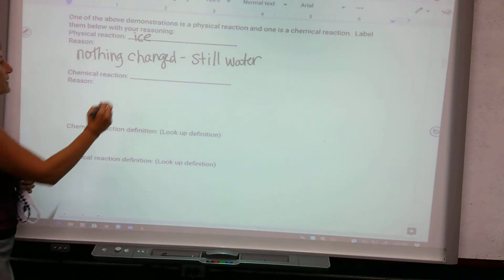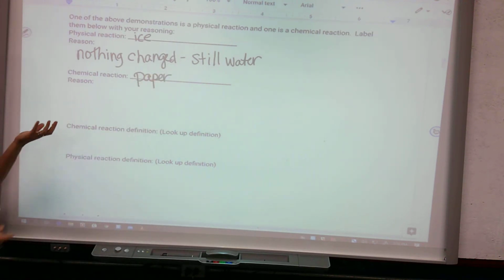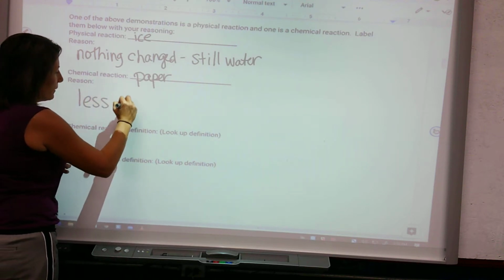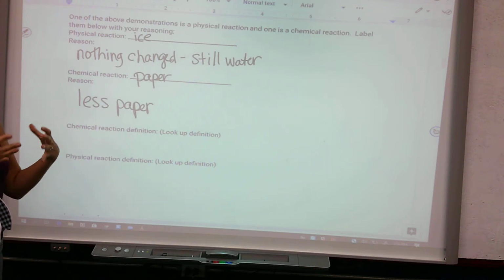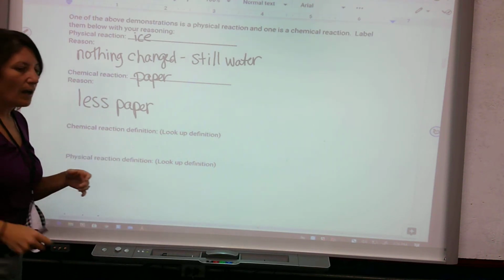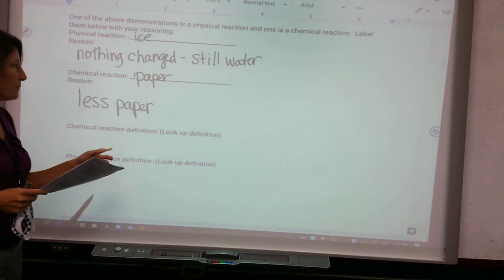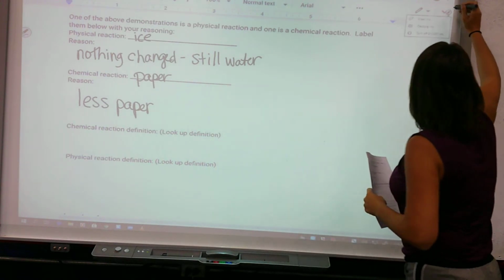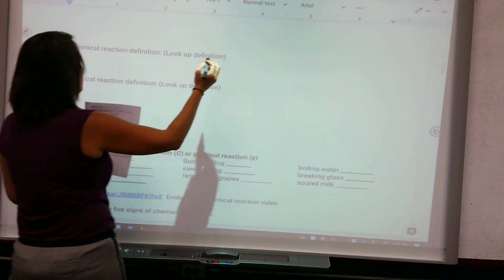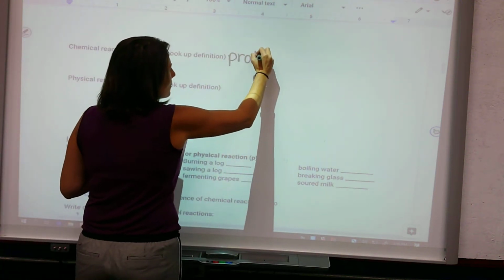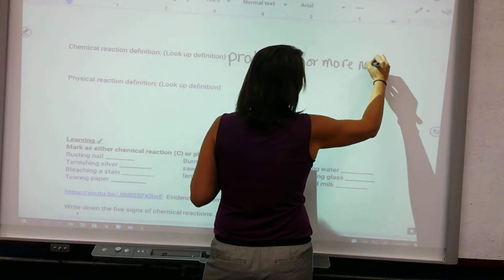The chemical reaction was the paper. I asked them why they thought that, and they said because there was less paper. Something had happened, there was less paper, so something had changed. I know it says to look up the definition, that's for you at home if you didn't get this. The definition I want you to use for a chemical reaction is that it produces 1 or more new substances.